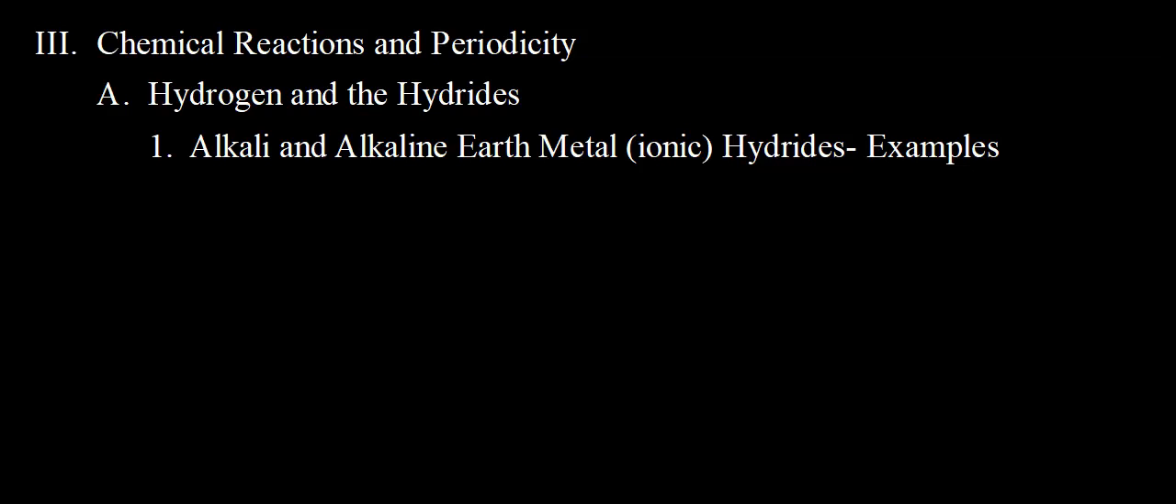So remember, hydrogen can form an anion by gaining an electron. And we call the anion of hydrogen H minus. Hydride is the name of that ion. So let's take a look at some examples. So metals will react with hydrogen in a synthesis reaction. So sodium metal reacts with hydrogen gas to make sodium hydride.